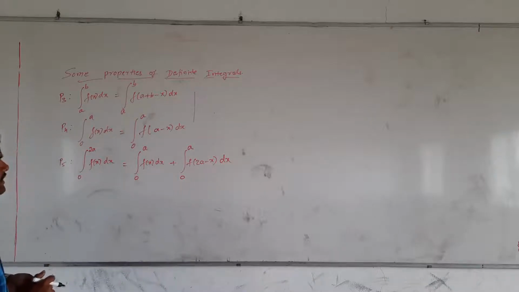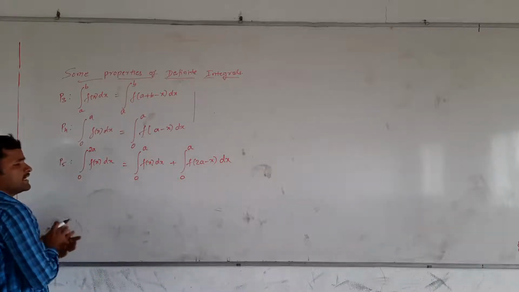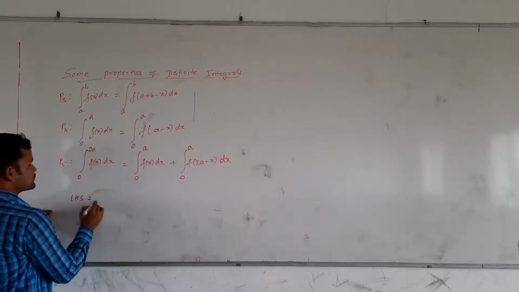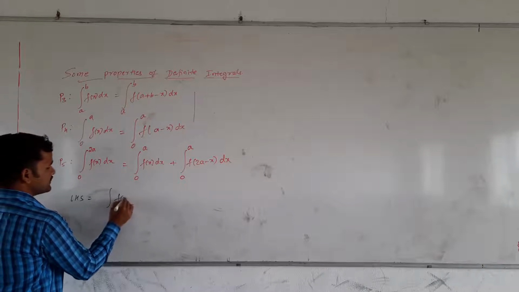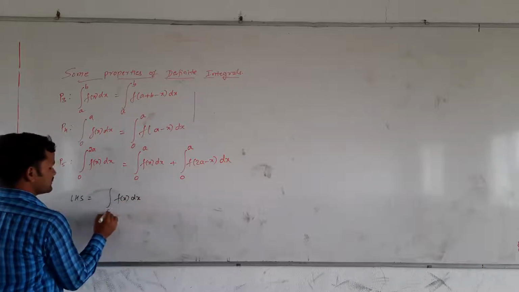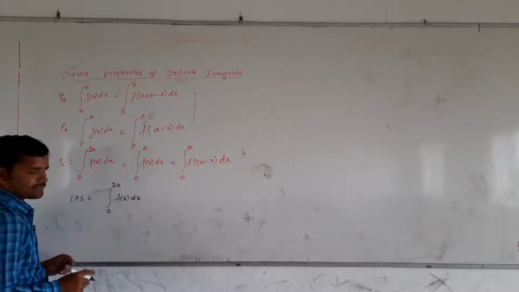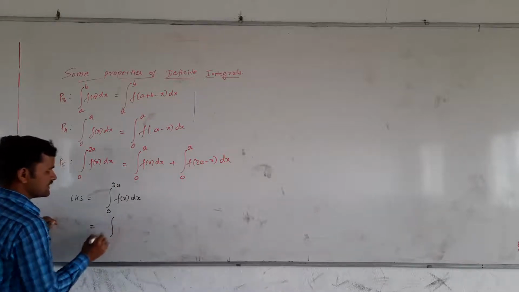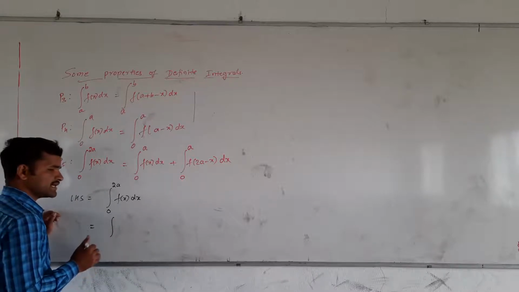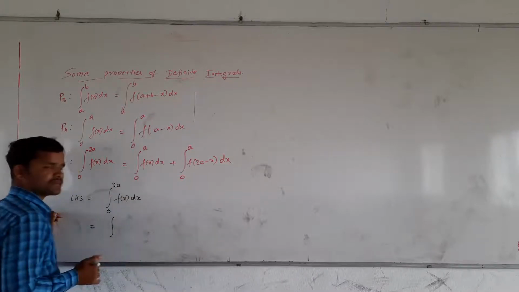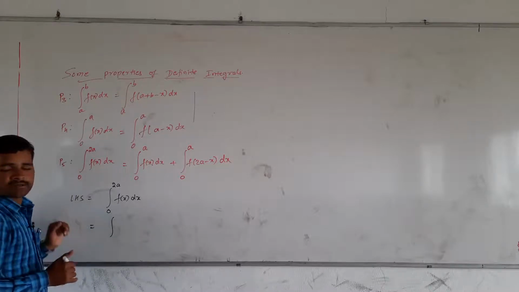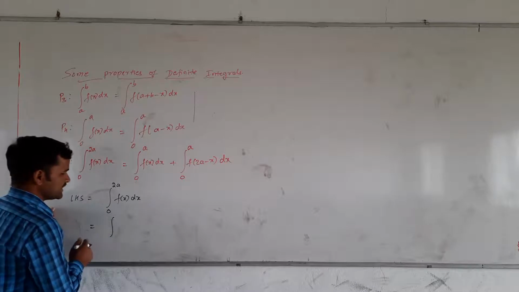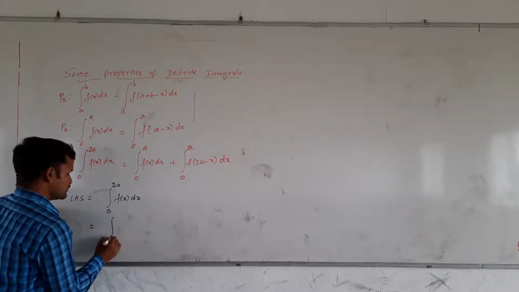Okay, how will you prove this? Here let me take LHS only, that is LHS is equal to integration of f of x with respect to x from 0 to 2a. See, from 0 to 2a we are integrating. Instead of integrating from 0 to 2a, I will split it into 0 to a and a to 2a using a property. That property is property P2. Using the property we can write like that, 0 to a.